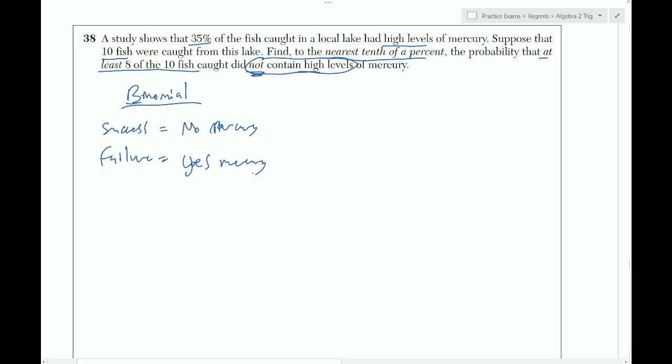Okay, so the probability of success is denoted by P. So P is going to equal, well, this number here is the chance that it does have mercury. So that's going to be Q, 35%. And then 65% will be P. Now, we also need N and R. So N is the number of trials, which is 10 because there's 10 fish caught.